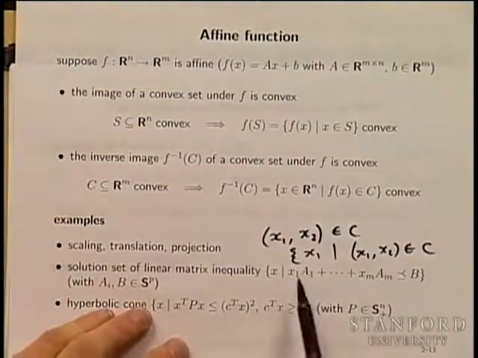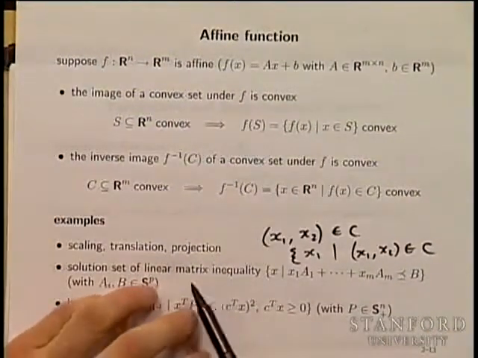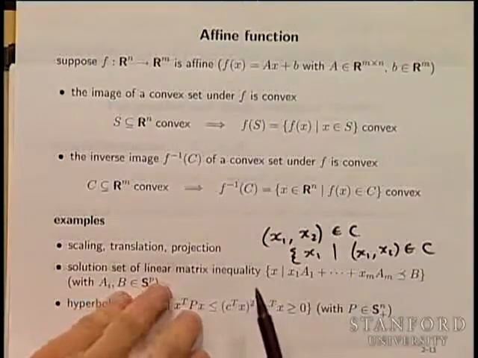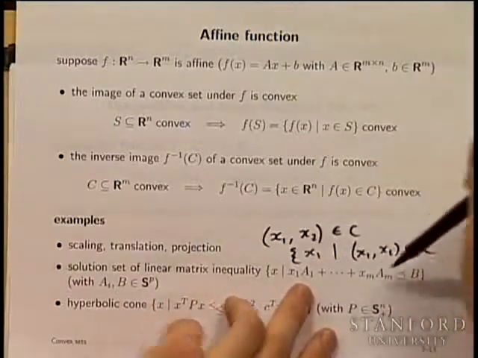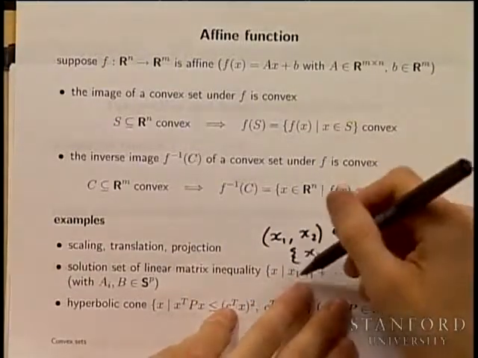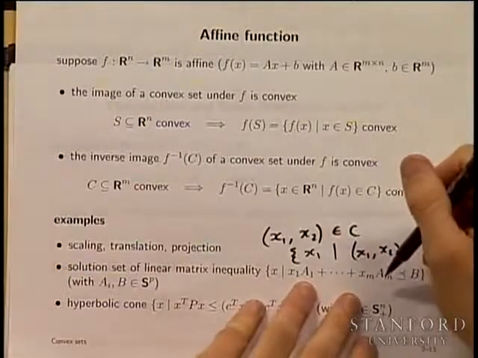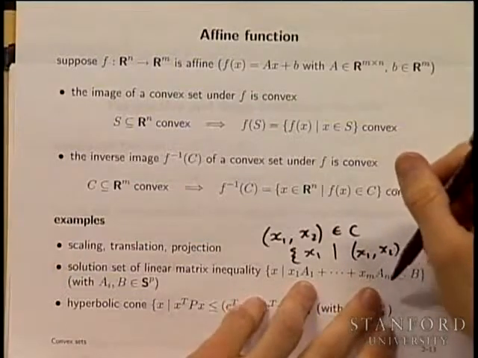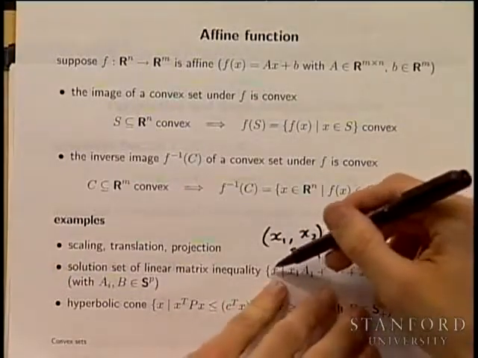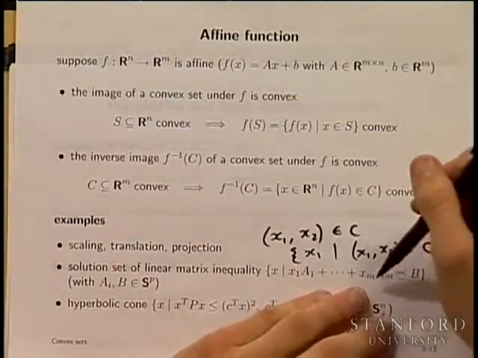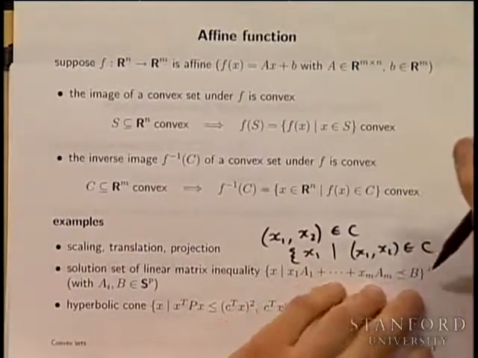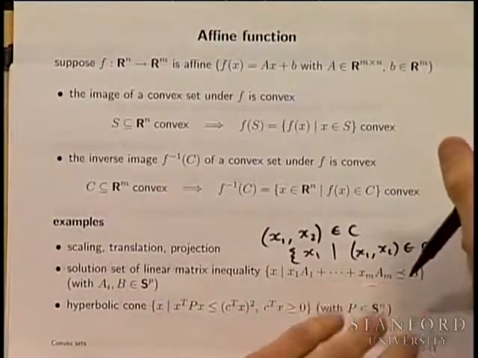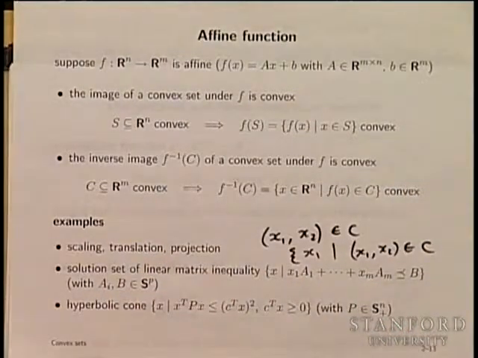Okay. A more interesting one is what's called a linear matrix inequality, or an LMI. And this is actually an affine mapping here. So if we have a set of matrices Ai, and they're all symmetric matrices, then the set X, where this weighted sum of symmetric matrices in the positive semi-definite sense is less than B, that is also a convex set. Okay, perhaps I'll just talk about that one for a second.